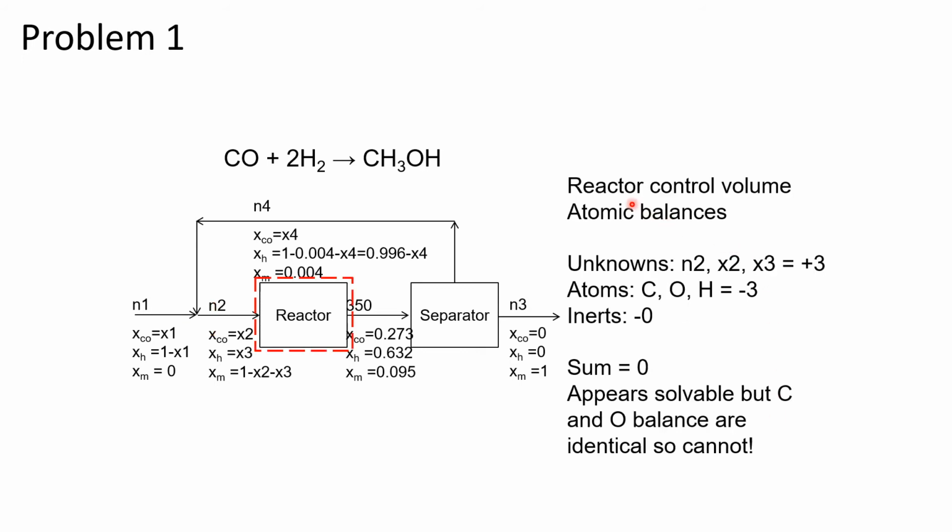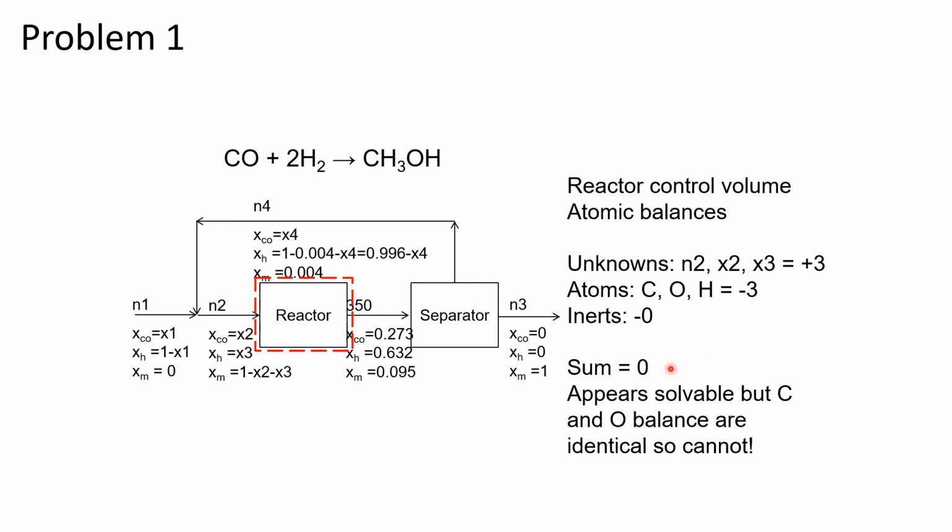Next, let's look at the reactor. For the reactor, we're going to do atomic balances. In order to perform a degree of freedom analysis, we're going to count the unknowns for the streams that enter and leave, count the number of independent atoms, and then the number of inerts, and sum them all up. So let's do that. If we look at the stream that enters, I'm not going to go through all this with you, but you see there's 3 unknowns associated with that stream. For the stream that exits, there are none. So we have a total of 3 unknowns. We have 3 atoms if we just count them. So we might attempt to put a -3 here. And since there's no inerts, when we sum these all up, we find the sum is 0.